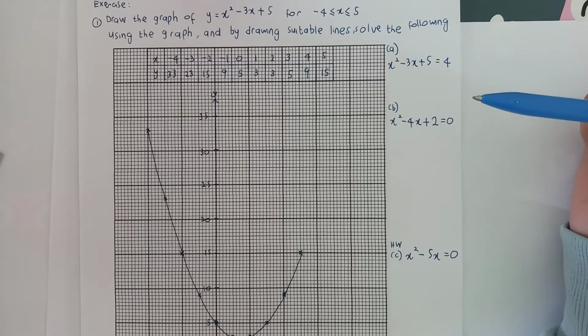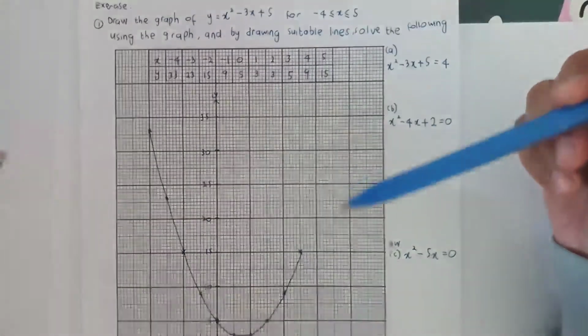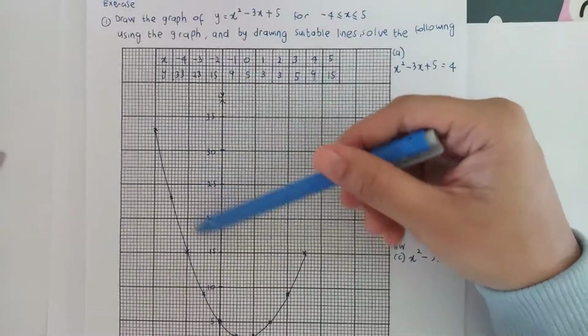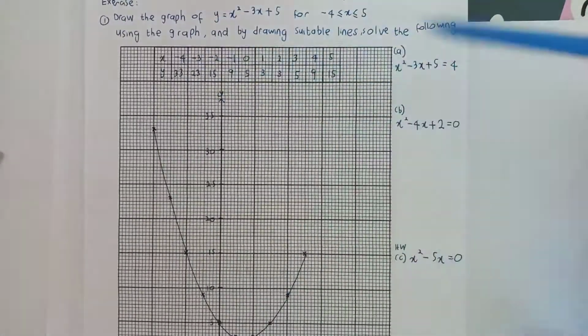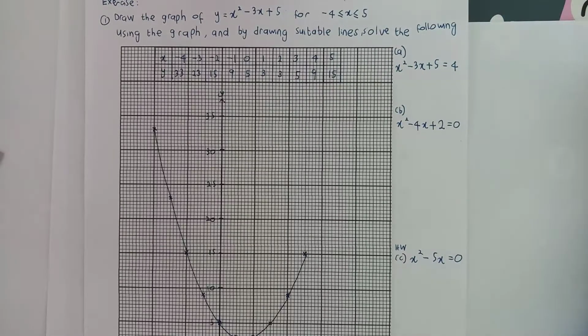Because the working mark will be given for your working here on the graph. Okay, so using the graph, you need to solve that equation. So how do we solve this equation?